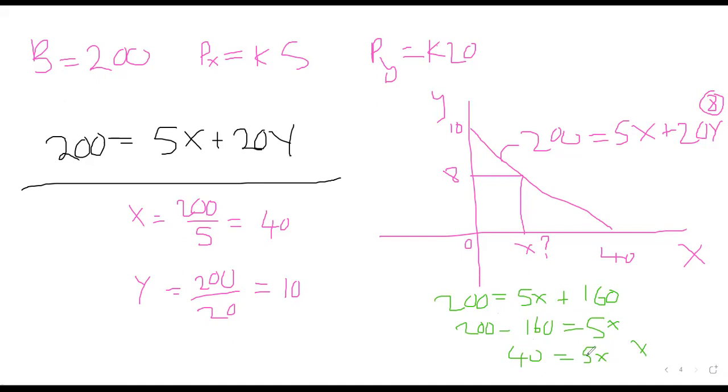What is 5 into 40? What do we have? 8. So X will be 8. All right. So when we put 8 there, is it going to give us 200? 8 times 5 is 40. 8 times 20 is 160. When you add 160 plus 40, are we going to get 200? Yes. All right.